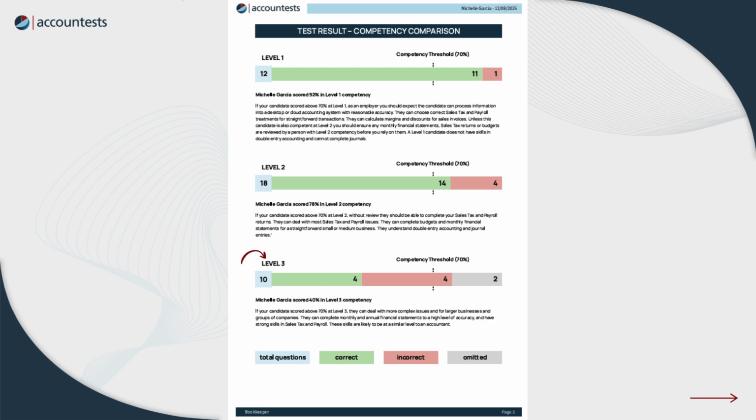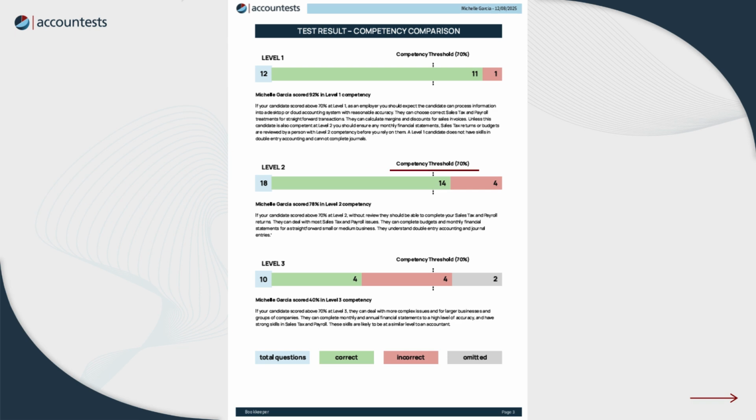Whereas level 3 is really the level up from that, providing that more advisory input into the relationship, fixing any more complex issues that come along and adding that value to the business owner. So it's really starting to get into that controller level.